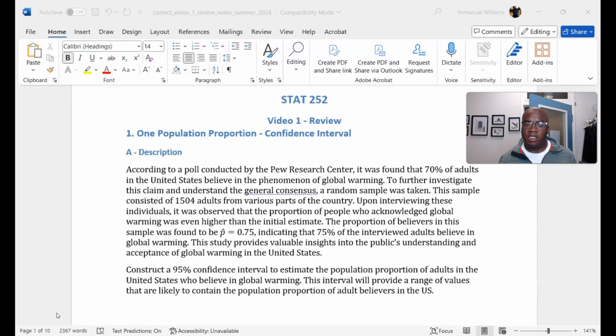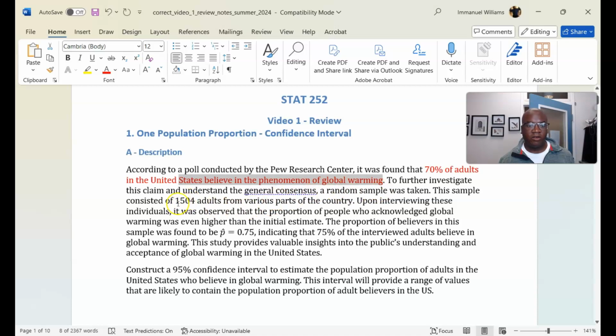If I was reading this, one of the things I would want to highlight is this 70% of adults in the United States. It's a nice thing to recognize. The next thing I would want to highlight is believe in global warming. Either they do or they don't. I'll highlight that as well.